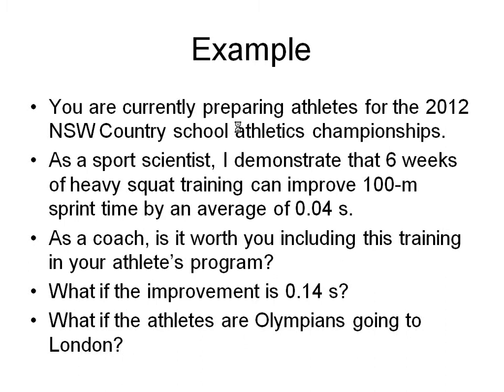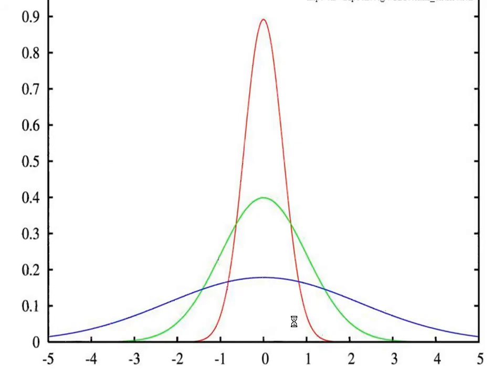Okay, so there are a few different questions that we need to ask before we determine the impact that this research will have. Statistical significance or not, be damned, it doesn't matter. We've got 0.04 seconds, 0.14 seconds, school kids versus Olympians. But there are a few things that we need to consider here. The first thing that we need to consider is level of performance.